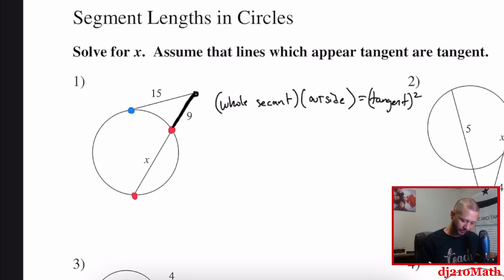squared. So the whole secant is going to be x plus 9. That's the complete whole length of the line, times the outside part, which is 9. This should equal 15 squared. So 15 squared, 225.